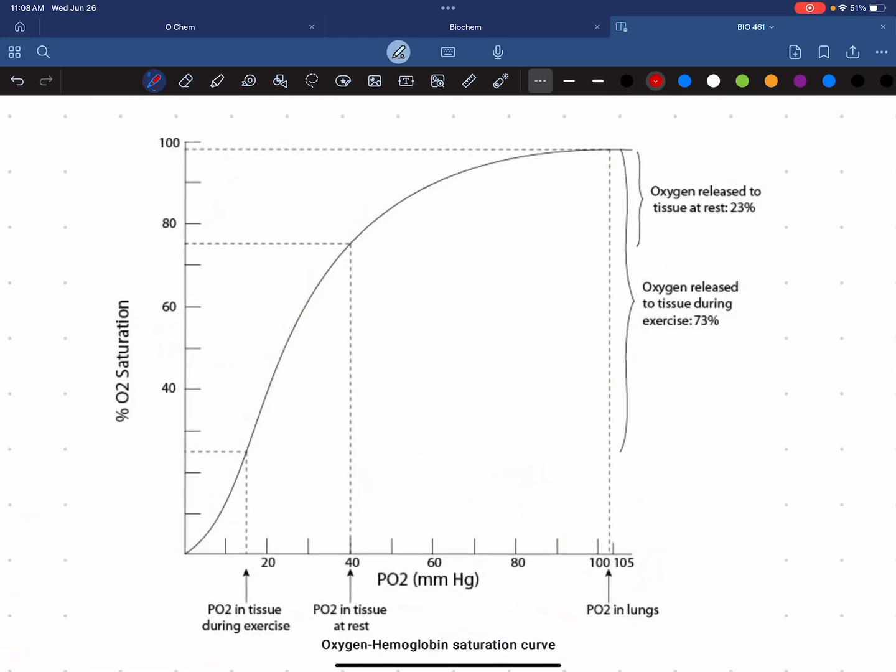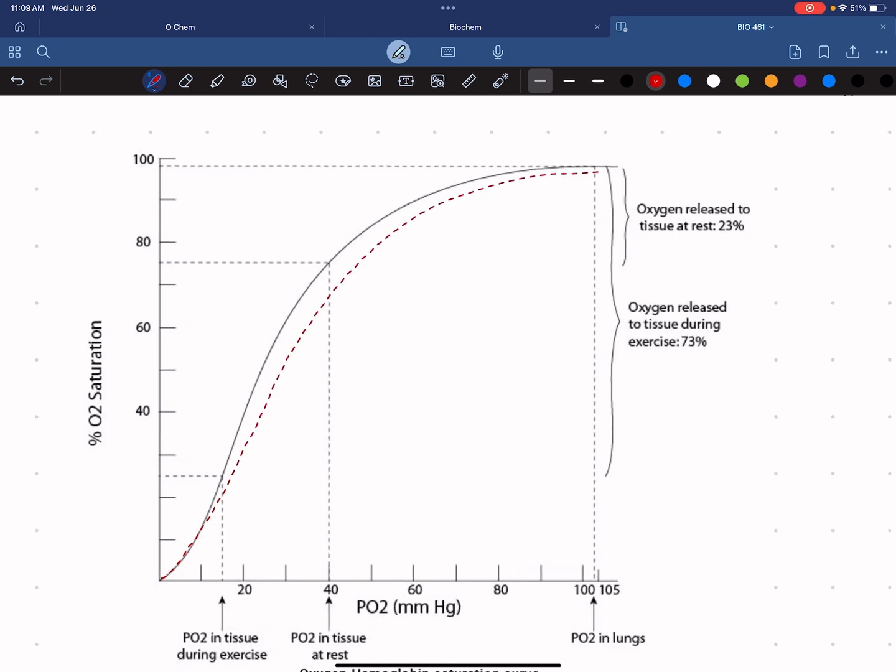There are some things that can cause shifts to this curve. So I'll draw a little right shift here. The shift to the right can be explained by things like high levels of CO2, high temperature, and low pH. So if we have someone in acidosis, respiratory acidosis, we know that this graph will be shifted a little bit to the right.